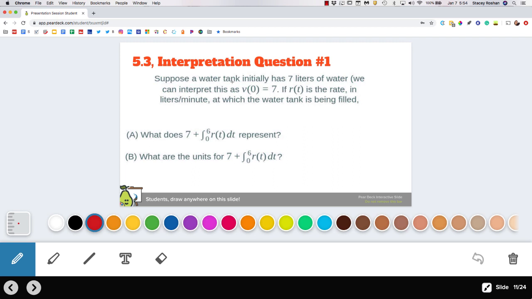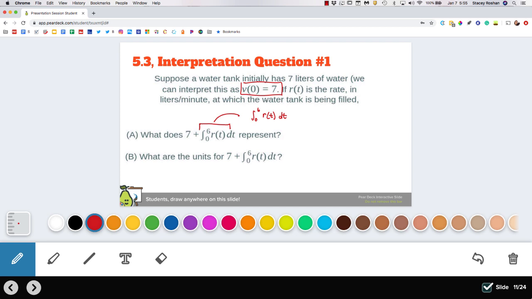It says, suppose a water tank initially has 7 liters of water. So that means V of 0 is 7. It tells us that in this problem too. If R of t is the rate in liters per minute at which the water tank is being filled, what does 7 plus the integral from 0 to 6 of R of t dt represent? All right, let's just start with this. If we break down that integral, the integral from 0 to 6 of R of t dt, R of t is the rate at which the water tank is being filled.